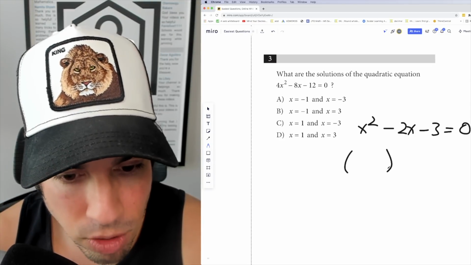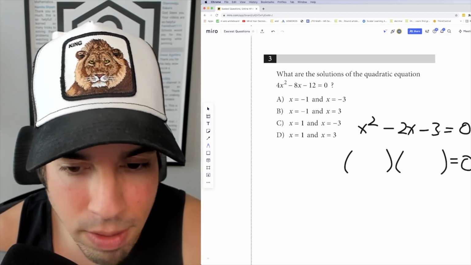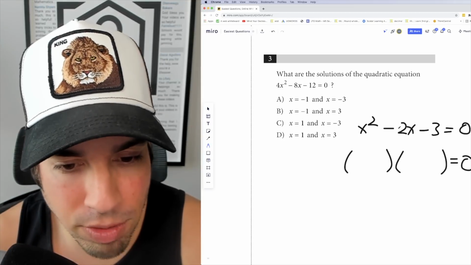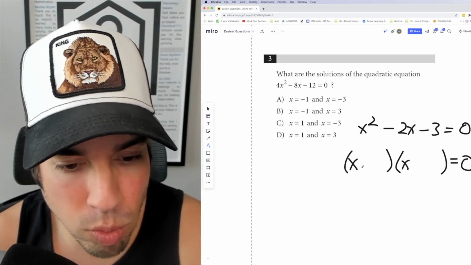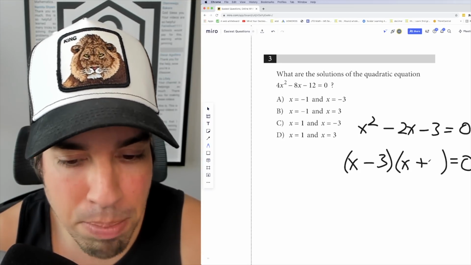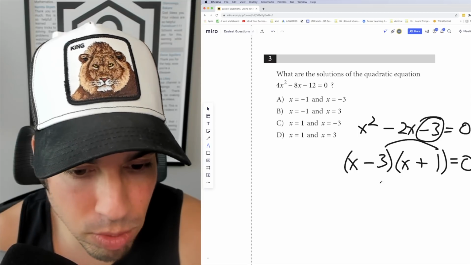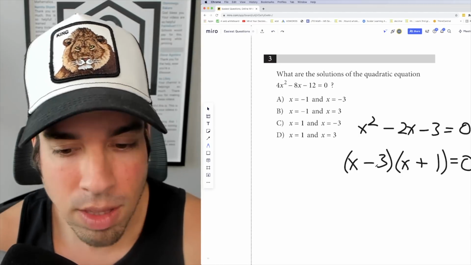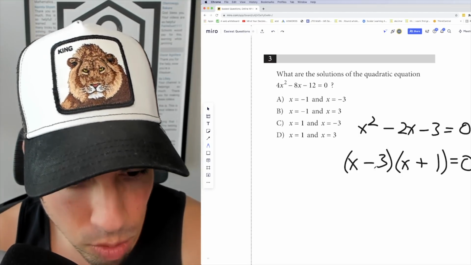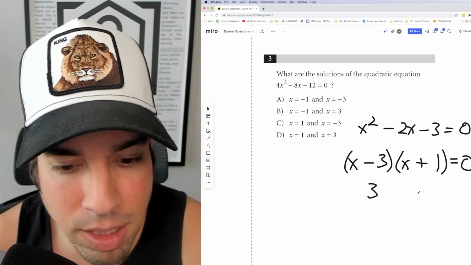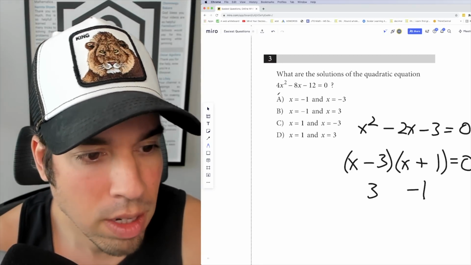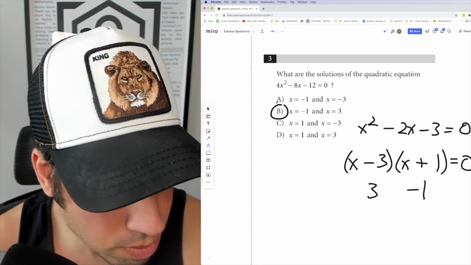Now I'm going to factor, and the question is, what values multiply to -3 and add to -2? Well, of course, that's -3 and +1. They multiply to -3 and they add to -2. That means my solutions are whatever values of x send this to 0, which are +3 and -1. And that is, of course, B for the win.